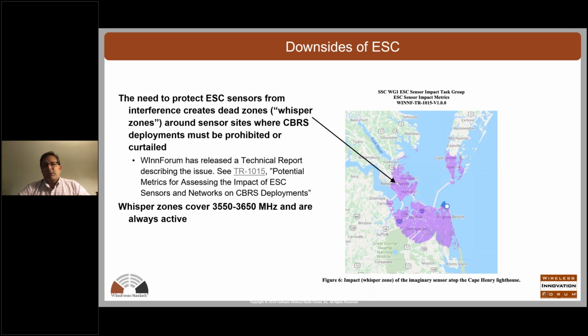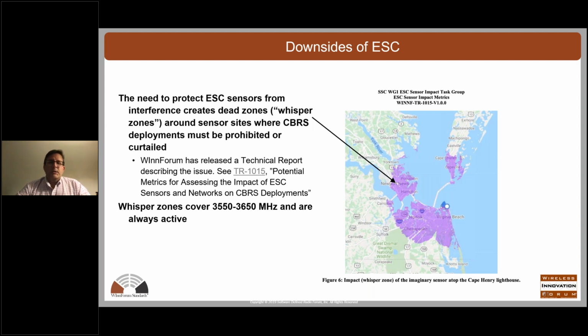And so we may have to mitigate the operations of CBSDs in the area so that they do not exceed the interference criterion of the ESC sensor itself. And all of the ESC sensors operate across 3550 to 3650. So these, what we call WISPA zones, that can impact CBSDs, impact the entire 3550 to 3650 portion, so 2/3 of the CBRS band.